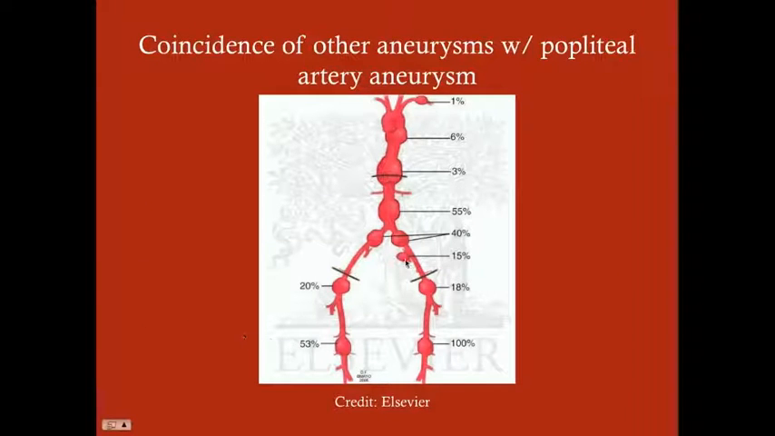So I wanted to show you this here from Elsevier. This is the coincidence of other aneurysms with popliteal artery aneurysms. So you see about a 53% coincidence on the contralateral side, about 55% coincidence. This is another even higher number than I saw earlier. 55% coincidence with the abdominal aorta. So you've got to be checking out for these things.